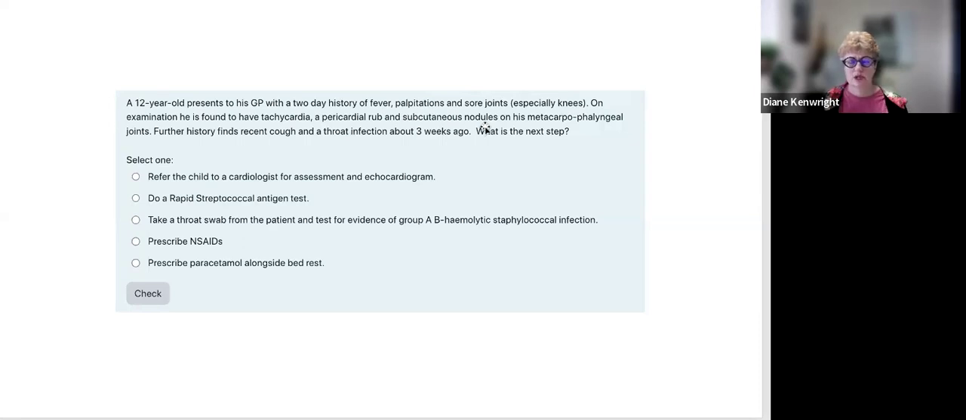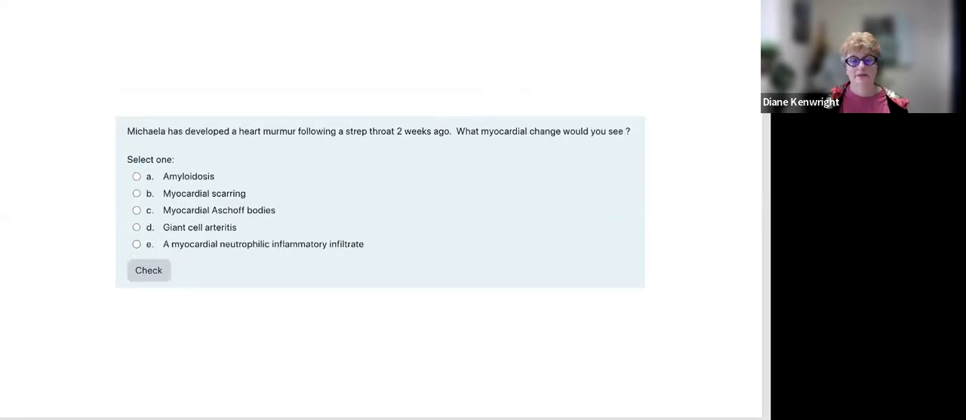What's the best thing to do to him? Well, no, do not send him home with paracetamol or non-steroidals. It's no good taking a throat swab because the infection has gone away. Same with a rapid strep antigen test, not useful at this point. This child needs to be admitted to see a cardiologist. Okay, and then we have another one.